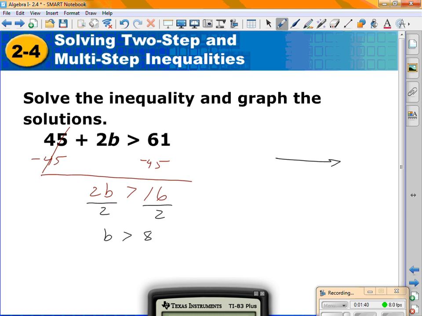To graph this, 8, is it open or closed? Why is this one open? It's not equal to, and my graph goes to the right. Give me a number that's nice, that is to the right of it, that is bigger than 8, 10. So I'm going to put in 10 for B. What's 2 times 10? 20. What's 20 plus 45? Is 65 greater than 61? So I know I'm correct. That's a way also to check my work. And I'm done.